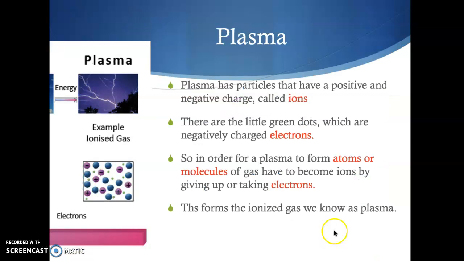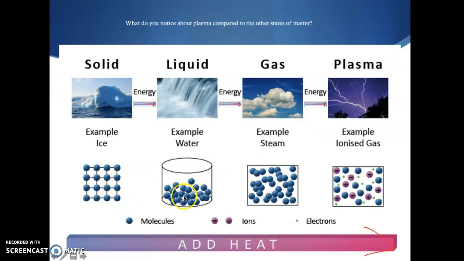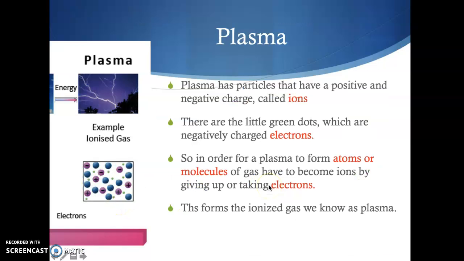So plasma has particles that have positive and negative charge. Those are called ions, and they have green little dots as well. Those are called electrons. So in order for a plasma to form, these atoms or molecules, these blue things, have to become so energized that they give up or take electrons. And this forms the ionized gas that we know as plasma. An example of that would be lightning.